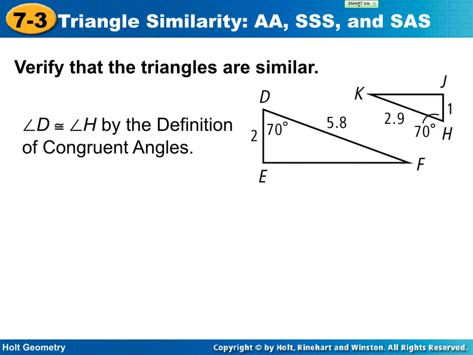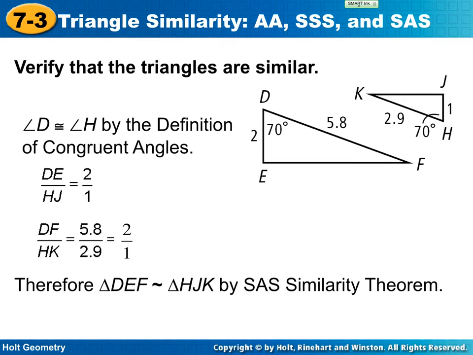So this one was, your angles are congruent, angle D and angle H. Then I checked DE compared to HJ, and DF compared to HK. They were both 2 to 1. Those were the sides that made angle D and angle H. So that was side angle side similarity. You would write this type of thing. So if you're going to have it be side angle side, be sure you are telling me about the angles, and you're telling me the side ratios that are equal.